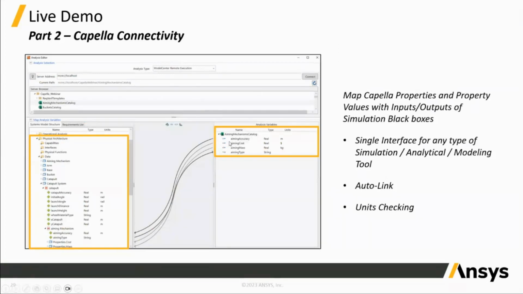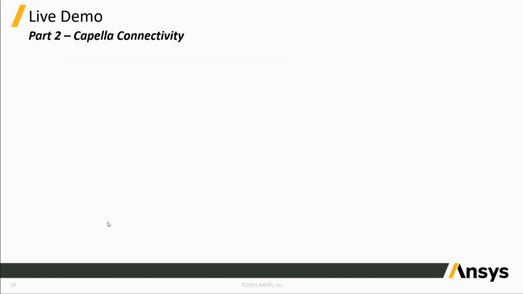Once we have that, we have a console analysis editor to basically select the simulation black box that we created in ModelCenter. So we can see the list of inputs and outputs in the ModelCenter workflow. And we can connect it to relevant parameters of the Capella model on the left. So it's a single interface for any type of simulation. There is an auto link and there is unit checking so that you're sure that you connect your simulation variables to the source of truth in terms of system architecture.